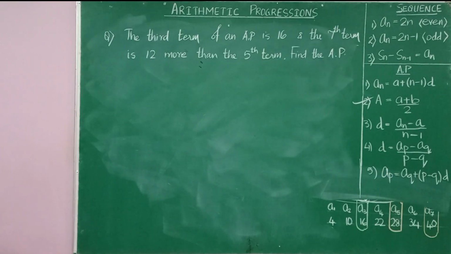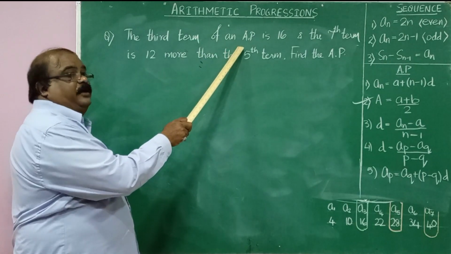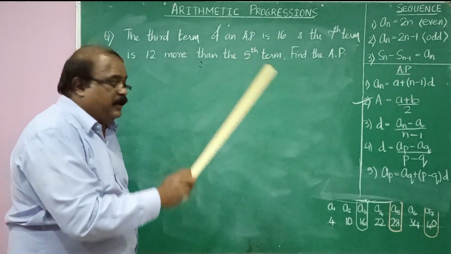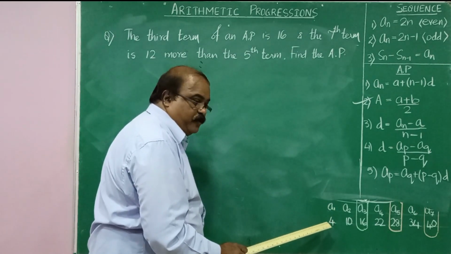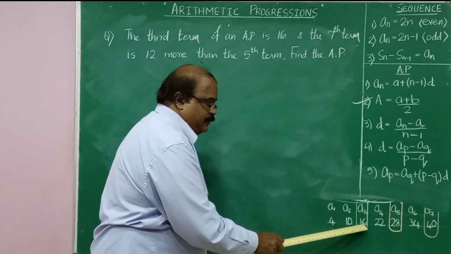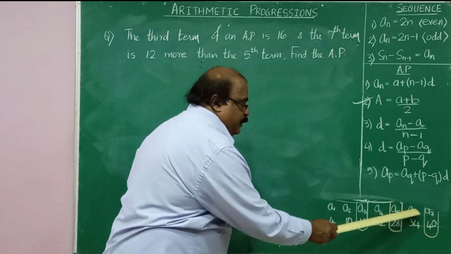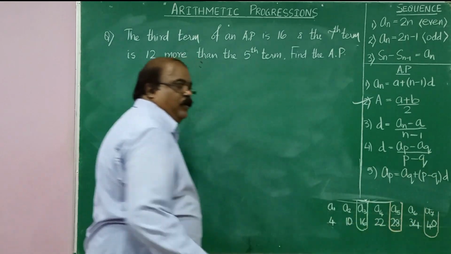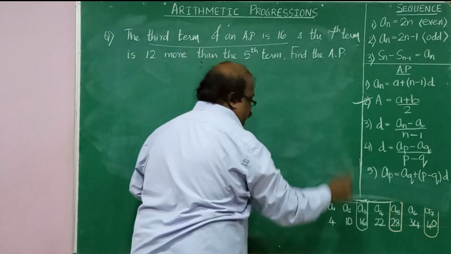What is given to you in the sum? I said the third term of an arithmetic progression is 16. Just have a look at the arithmetic progression. I have written an arithmetic progression on the board. Can you see? 4 plus 6, 10. 10 plus 6, 16 plus 6, 22 plus 6, 28 plus 6, 34 plus 6, 40. What did I give you? The third term is 16.